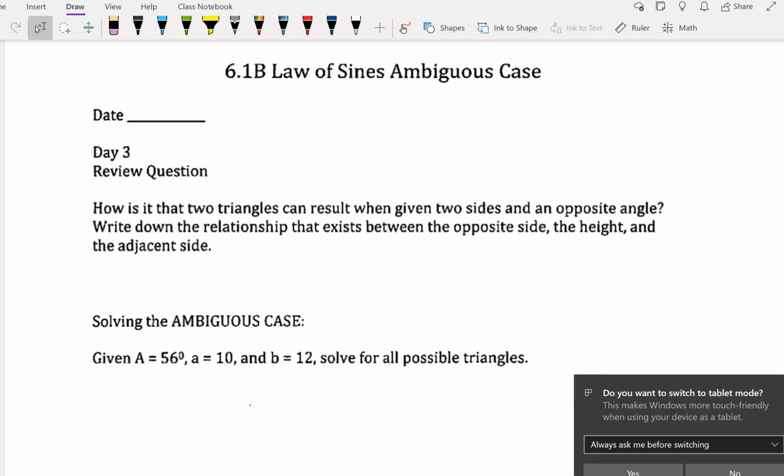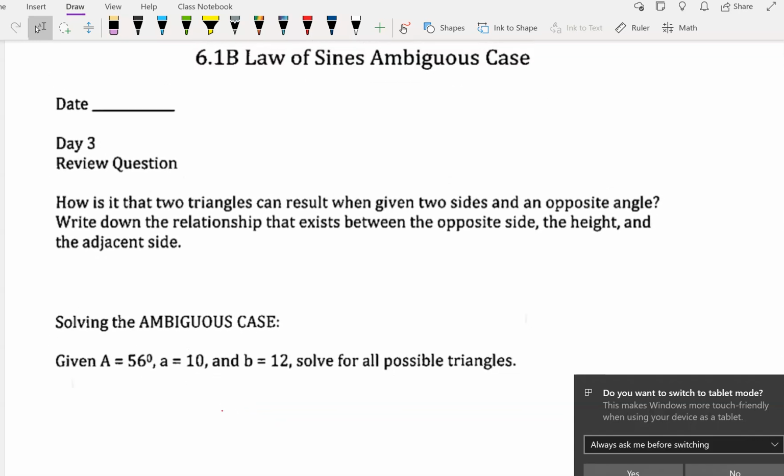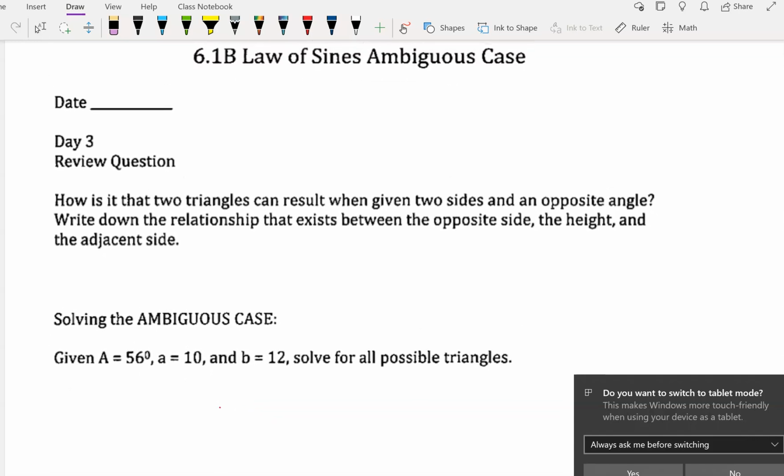You should have already done a little bit of this in the last video, but I'm just going to go into it some more. Alright, so the first question: how is it that two triangles can result when given two sides and an opposite angle? So I'm going to draw a picture for this one.